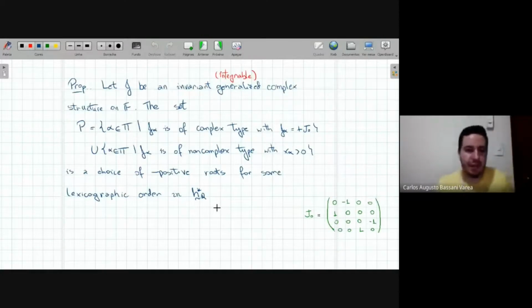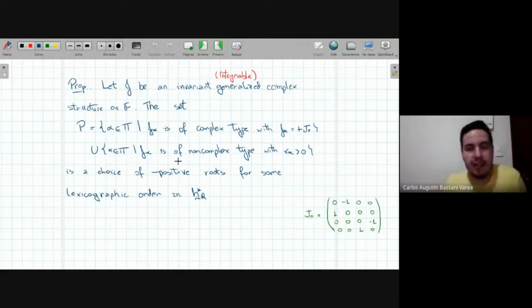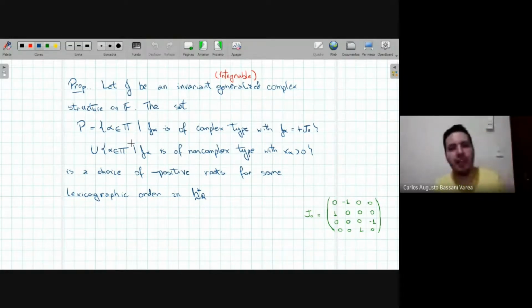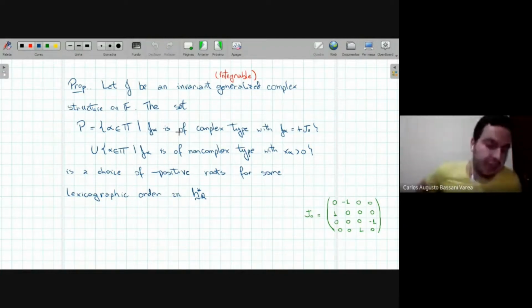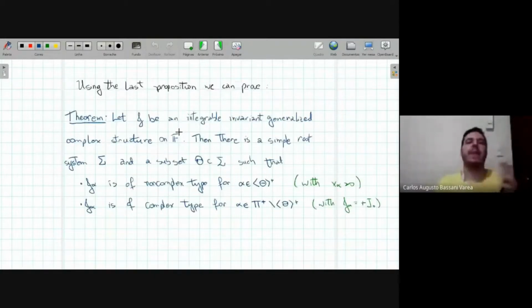So this result also generalizes this result from Borel, because when we have a generalized complex structure that comes from a complex structure, then the second line doesn't exist. So we have only the first line, where we are choosing exactly the complex structure with positive sign. So this is important in this sense, because it generalizes a result from Borel. Okay, so using this proposition, we can prove the following theorem.